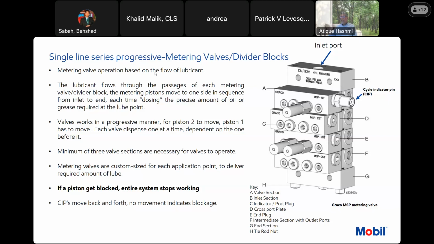So the metering valve operation is based on the flow of lubricant. The lubricant flows through the passage of each metering valve divider block. The metering pistons move to one side in sequence, like they move like this from inlet to end, each time dosing the precise amount of oil or grease required at the lube point.